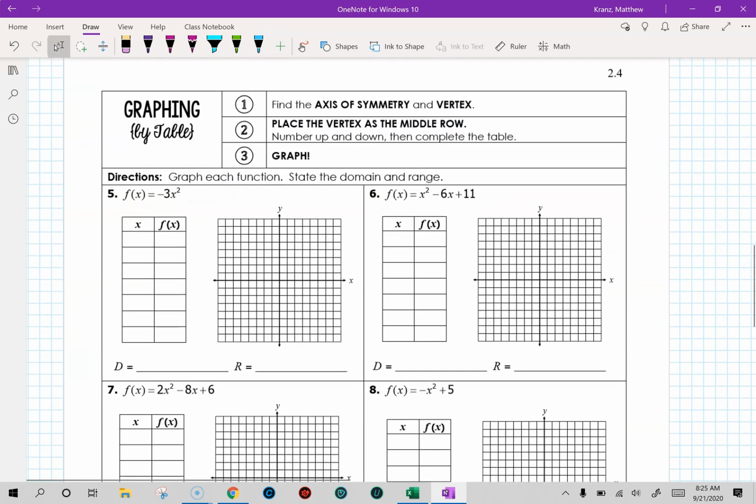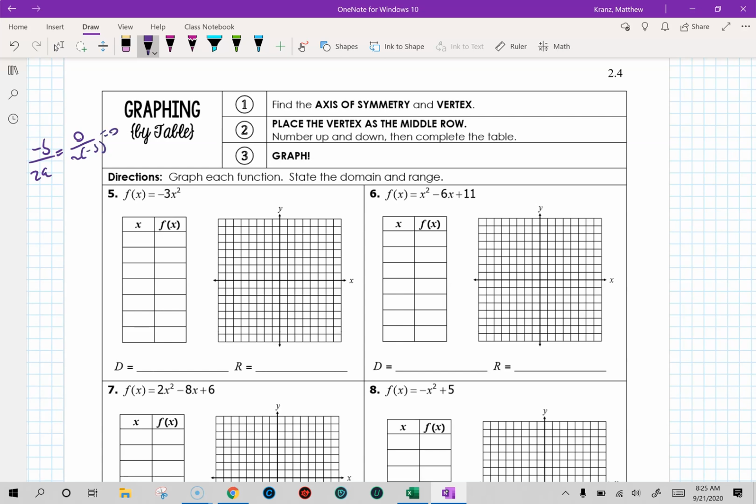All right, so graphing by table. When we use a table of values, we're going to start putting some values in. First we're going to find the axis of symmetry and the vertex, then place the vertex as the middle row, and then we're going to graph. So for instance, over here I'm going to use my -b over 2a. For this one, I don't have a b, so that's 0. So we already know we're going to have 0 here. So it equals 0 for my x.